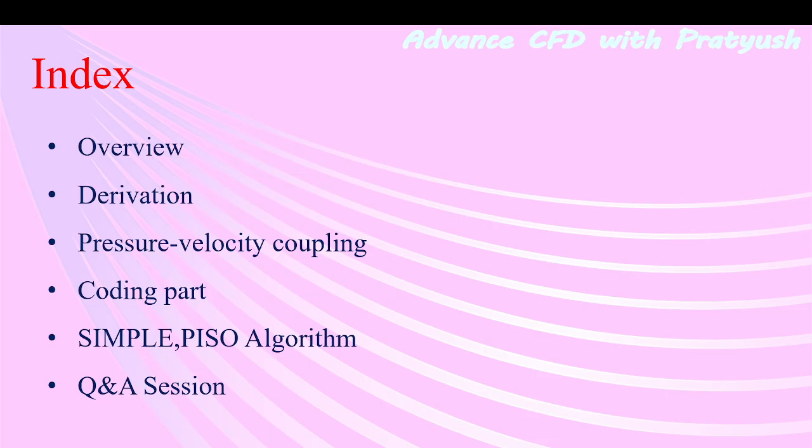Okay. So this is the idea. First I will start with the overview, then derivation, then I will discuss the pressure and velocity coupling, and then we are going to cover the coding part using the OpenFOAM 9 version that is currently installed in this system. And then I am going to compare the PISO and SIMPLE algorithms, and then we will have a final question and answer session.